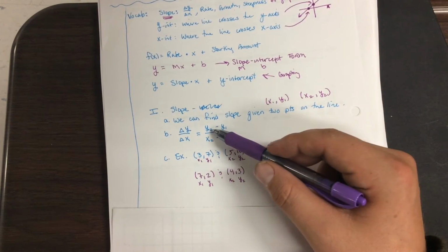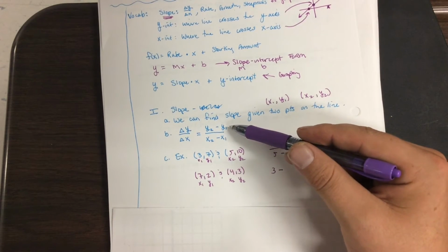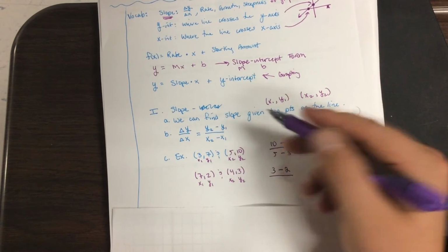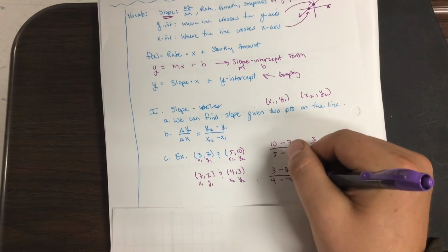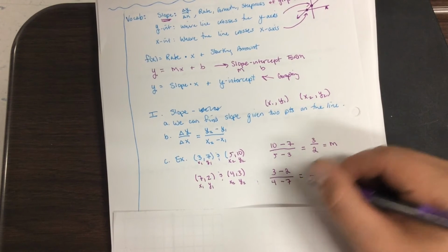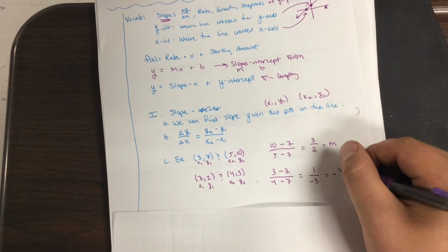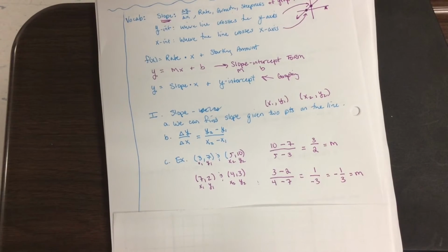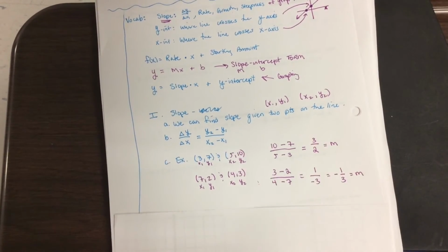So just following this formula, y2 is 3 minus y1 is 2, all over x2 is 4 minus x1 is 7. So this is going to be equal to 3 minus 2 is 1, over 4 minus 7 is negative 3. So the slope of this line is negative 1/3, which equals m. Okay, so a very simple equation. We're just identifying what points we're looking at and then plugging them into our formula.